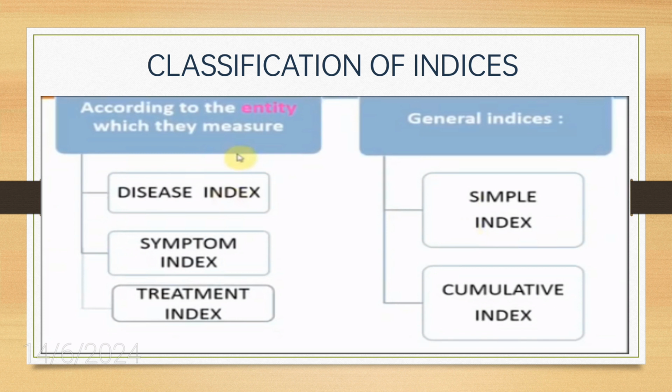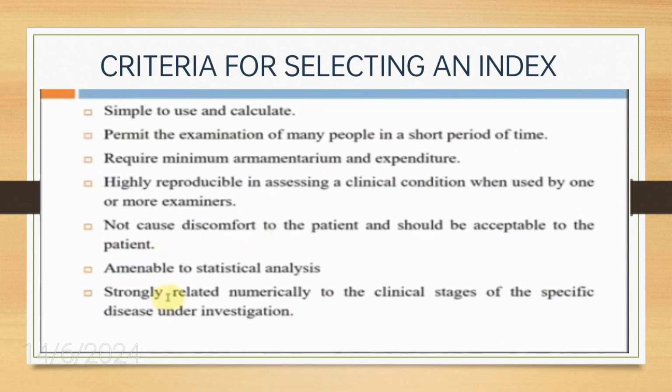Next, let us see the criteria for selecting an index. It is similar to that of the ideal requisites of indices. So, it must be simple to use and calculate. It should permit the examination of many people in a short period of time, and it should require minimum armamentarium and expenditure.